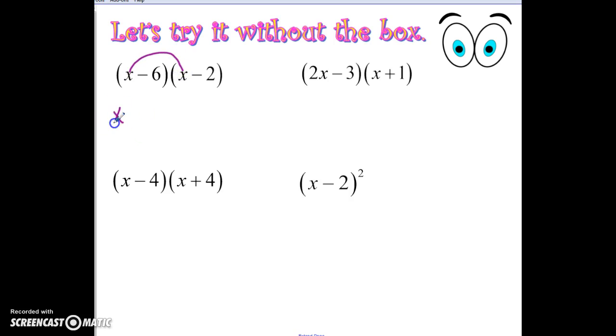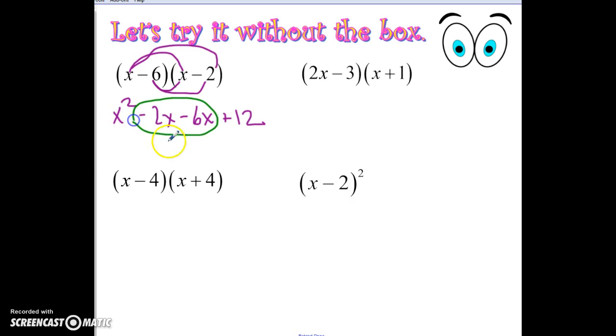X times x, x squared. Outside terms, negative 2 times x, minus 2x. Inside terms, negative 6 times x. Last terms, negative 6 times negative 2. Combine these two together for negative 8x.